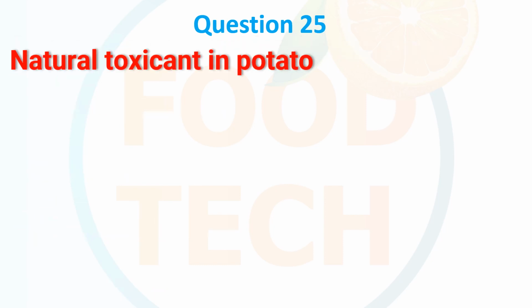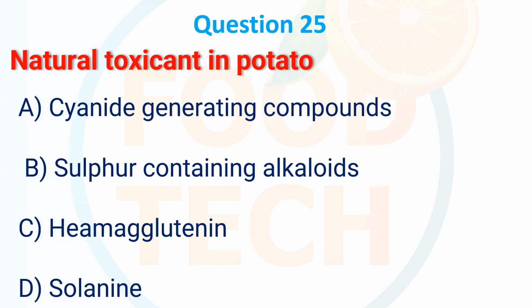Natural toxicant in potato. A. Cyanide generating compound, B. Sulfur containing alkaloids, C. Hemagglutinin, D. Solanine. The answer is D. Solanine.